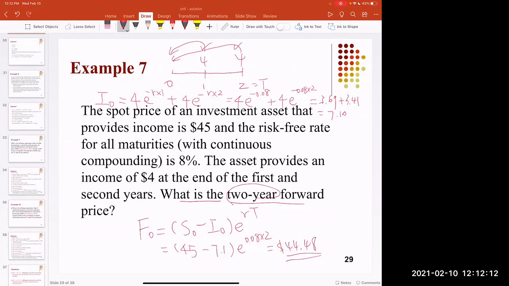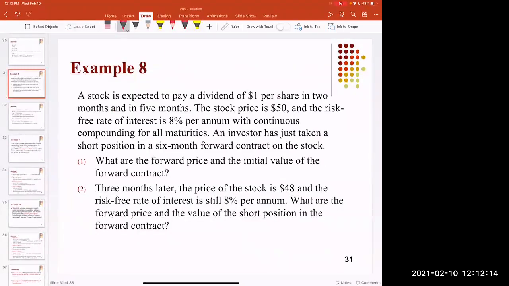Example 8. A stock is expected to pay a dividend of $1 in 2 months and 5 months. So draw the timeline: 0, 2 months, 5 months. The stock price is $50, which is S0. The risk-free rate is 8% with continuous compounding for all maturities. The investor takes a short position. Make sure you see the position, long or short. The total contract is 6 months, so capital T is 6 months.